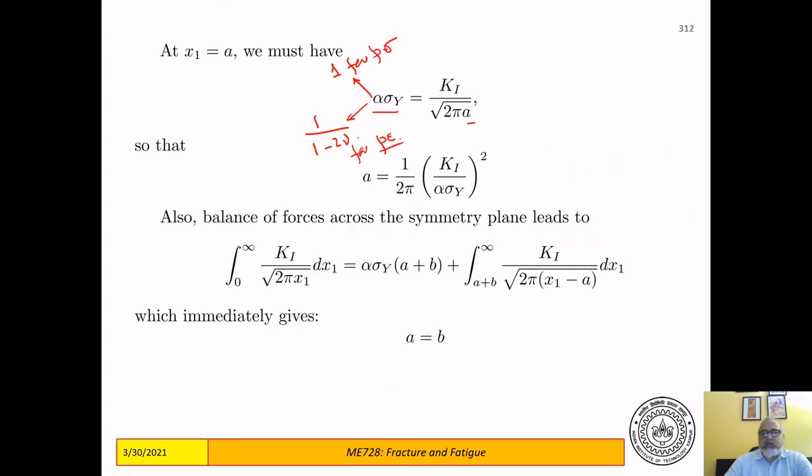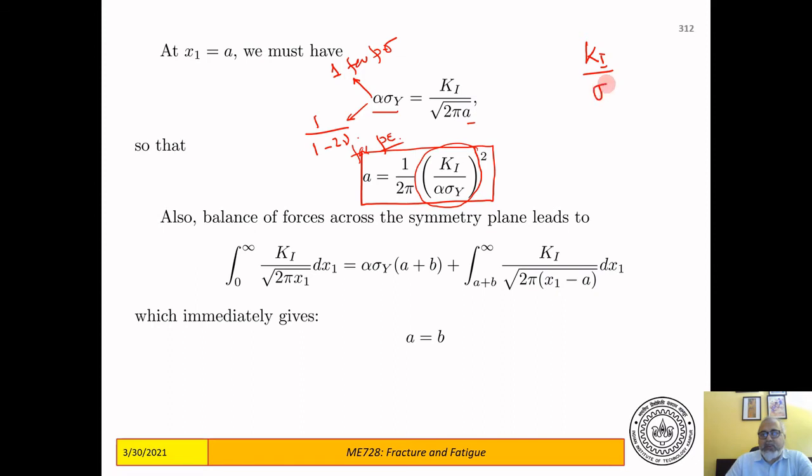So this gives me that A is equal to 1 by 2 pi (K1 by alpha sigma y) whole square. So this is the term that governs now the size of the plastic zone. So we will see this term over and over again.